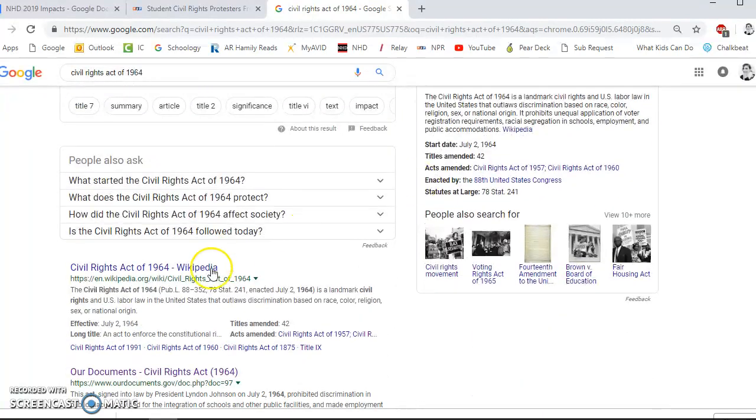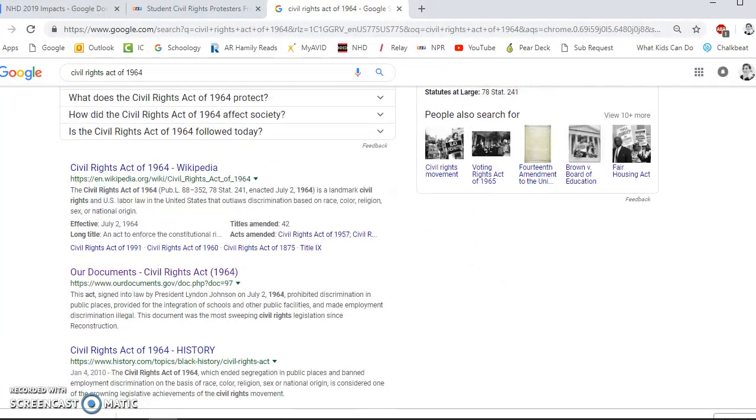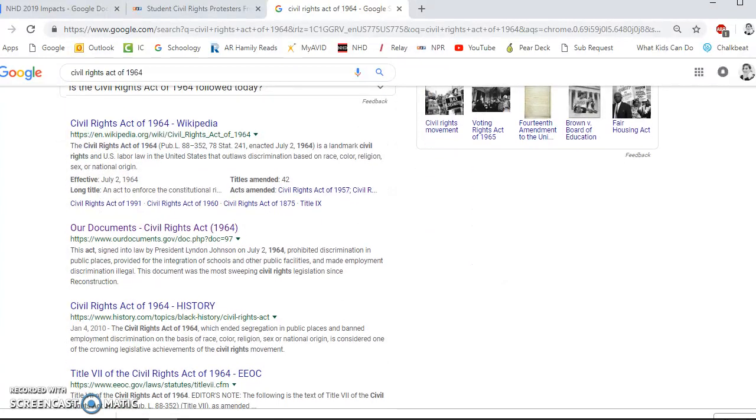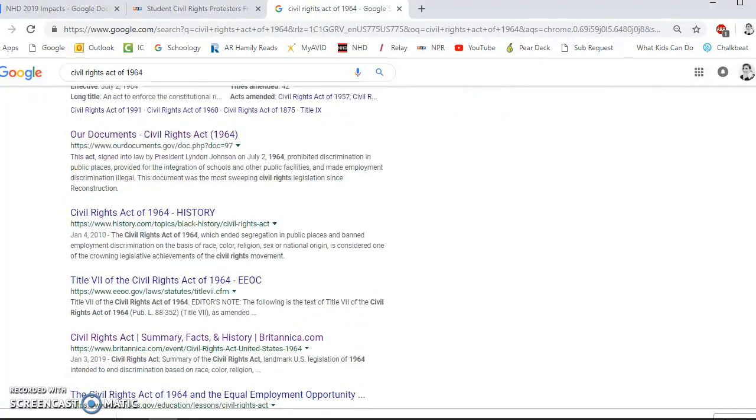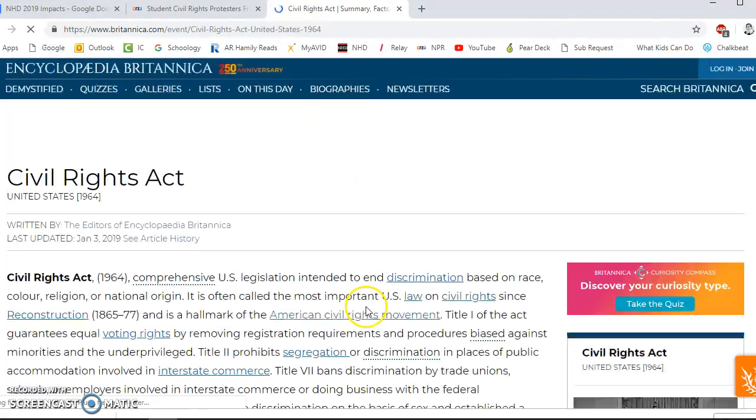Okay. Oh, no, Wikipedia. I want to stay away from that. Our documents, that's a .gov. Ooh, Britannica. I've used Britannica before. I know it's reliable for sure. I'm going to try this. See what we get.